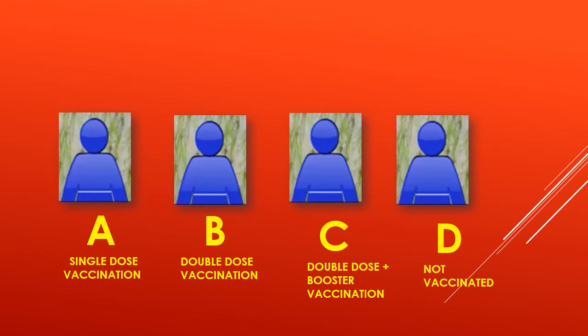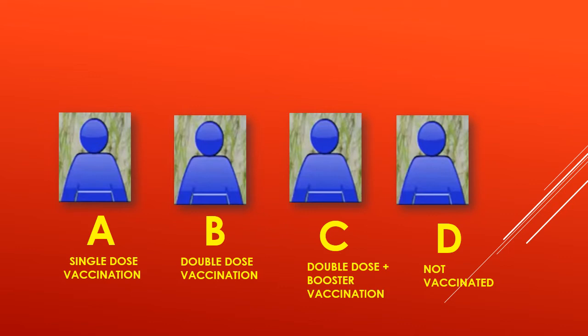Another aspect of the analysis of poverty is vulnerability. Now let us understand the meaning of vulnerability. It means a person who is at a higher risk. Let me explain this to you by giving you an example. Take for example, there are 4 persons A, B, C and D. A has taken a single dose for the COVID vaccination, B has taken both the doses of vaccination, C has taken a double dose plus a booster vaccination, and D has not been vaccinated for COVID.